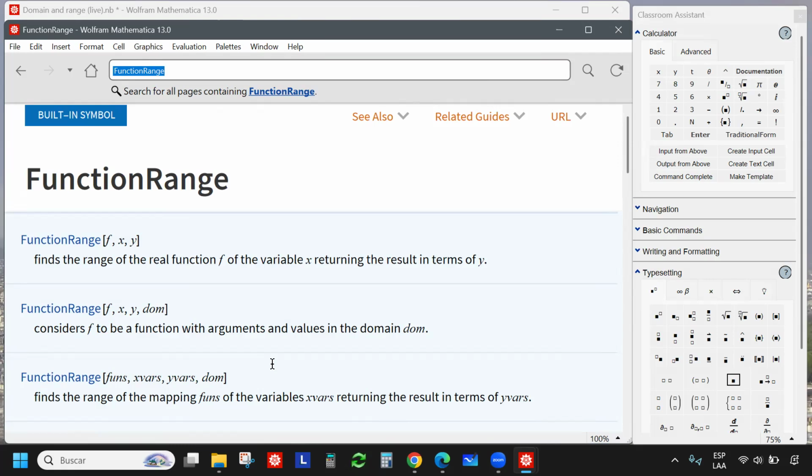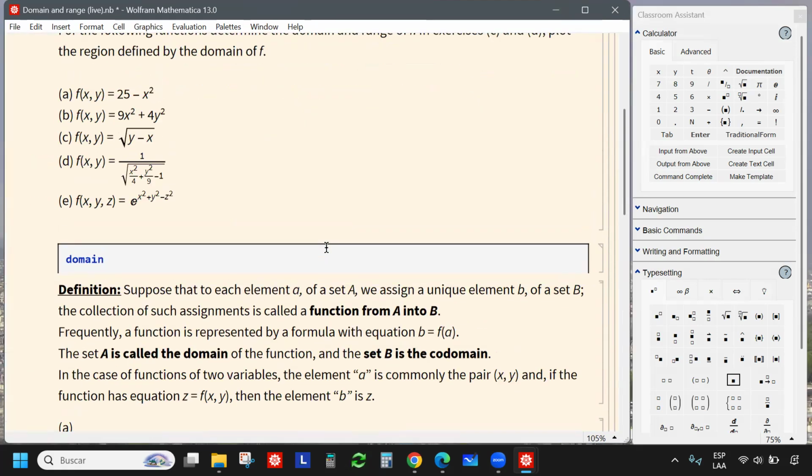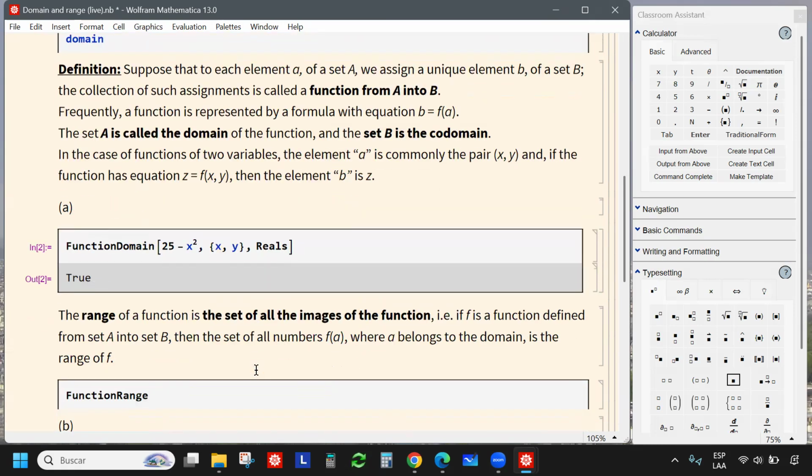In our exercise, x bars refers to the independent variables, in this case, x and y. And as the function f has equation f of x y equals 25 minus x squared, and as f of x y is equal to z, then y bars refers to z, meaning that we want the result in terms of z. So to find the range of f in the first exercise, we write FunctionRange.